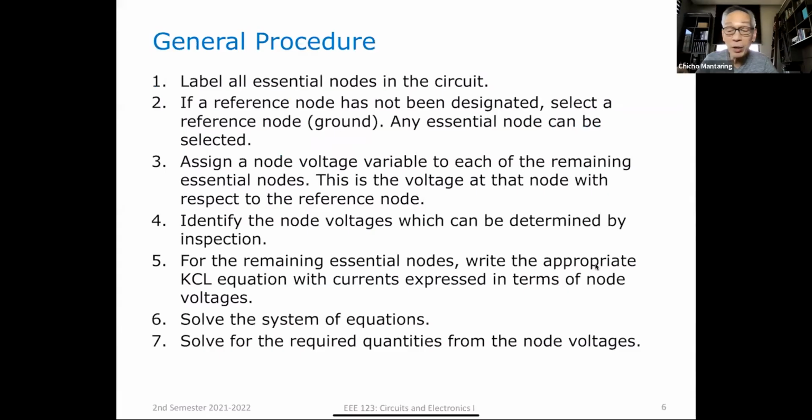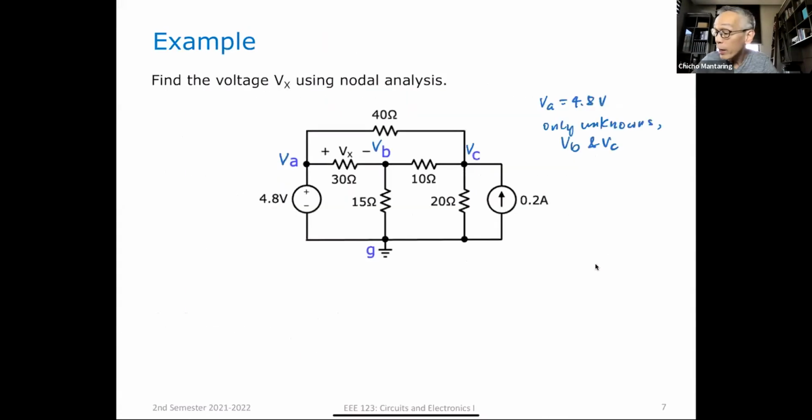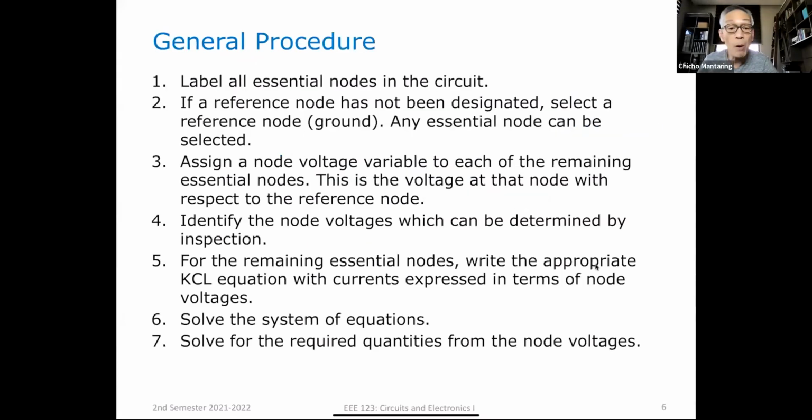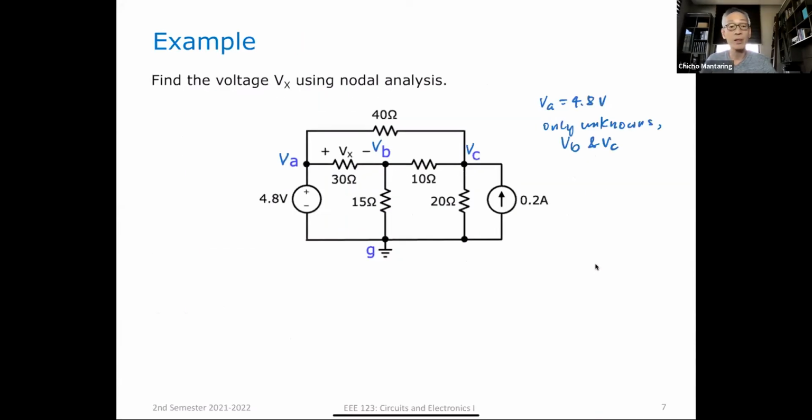Okay? And so what are we now supposed to do next for the remaining essential nodes? So we already know VA. For the remaining essential nodes, we're talking about node B and node C. Write the appropriate KCL equation with currents expressed in terms of node voltages. Okay, what is my KCL expression at node B?